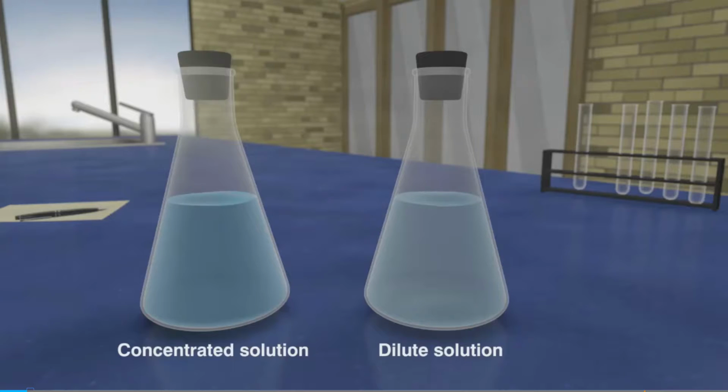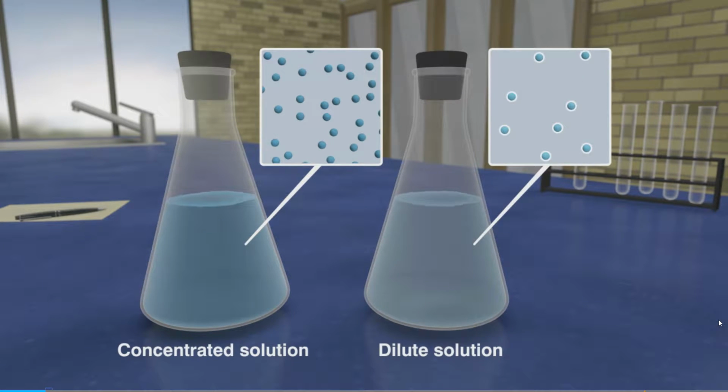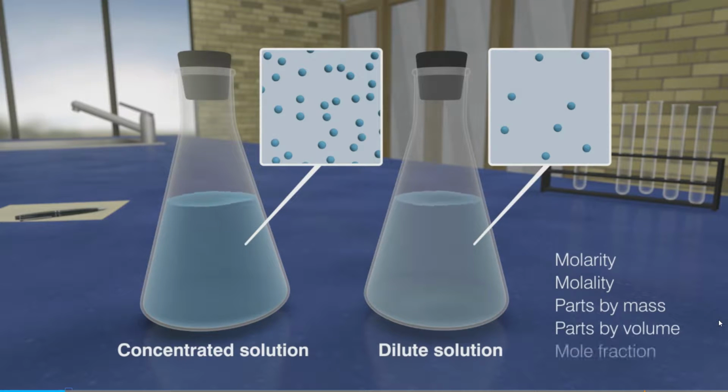Units of solution concentration. The concentration of a solution tells you the amount of solute relative to solvent in the solution. A solution can be concentrated, which means a large amount of solute relative to solvent, or it can be dilute, which means a small amount of solute relative to solvent. Common units to express concentration include molarity, molality, parts by mass, parts by volume, and mole fraction. Let's examine these one at a time.